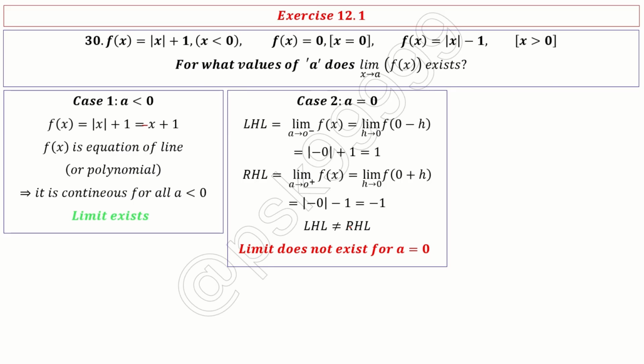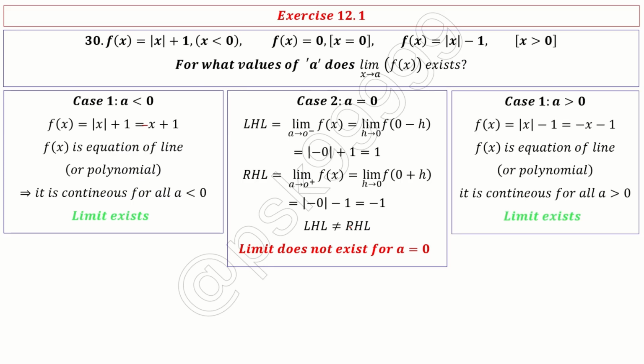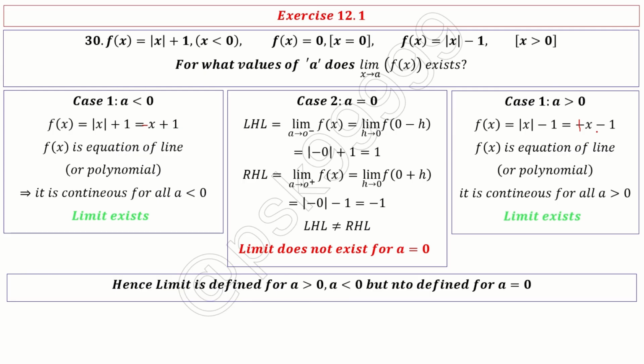What about a greater than 0? I think it should exist, right? So for a greater than 0, f of x is nothing but absolute x minus 1. Again, this is plus. I made a mistake last time, right? Same, plus 1. So this is also the equation of a line, which is continuous. So obviously, a continuous graph, so the limit will exist for a greater than 0. So the limit is defined for a greater than 0 and a less than 0, but not defined for a equal to 0. This is the answer.